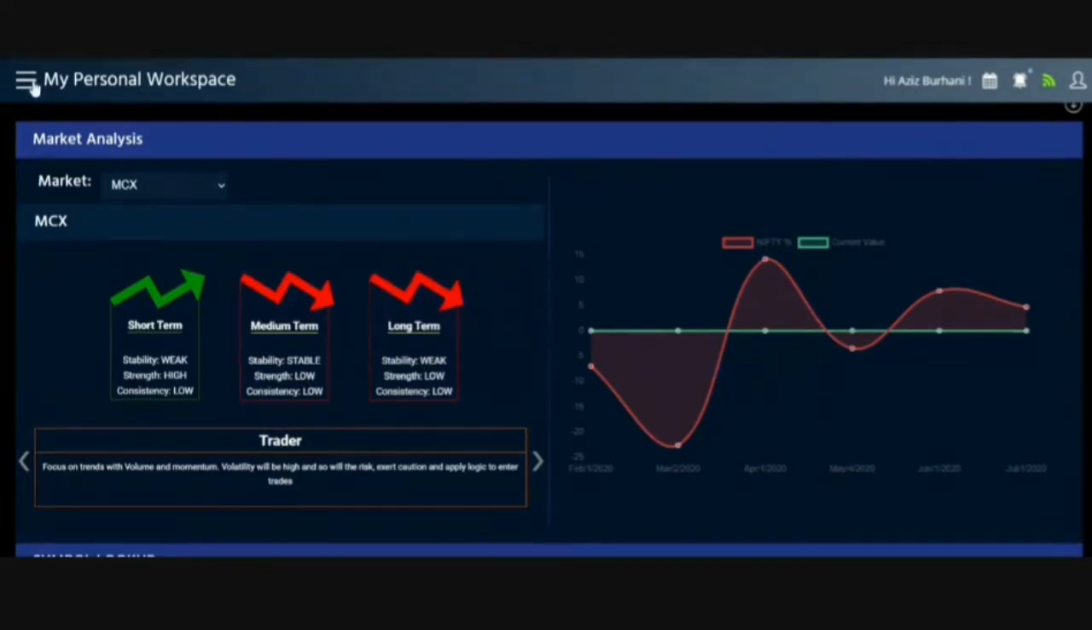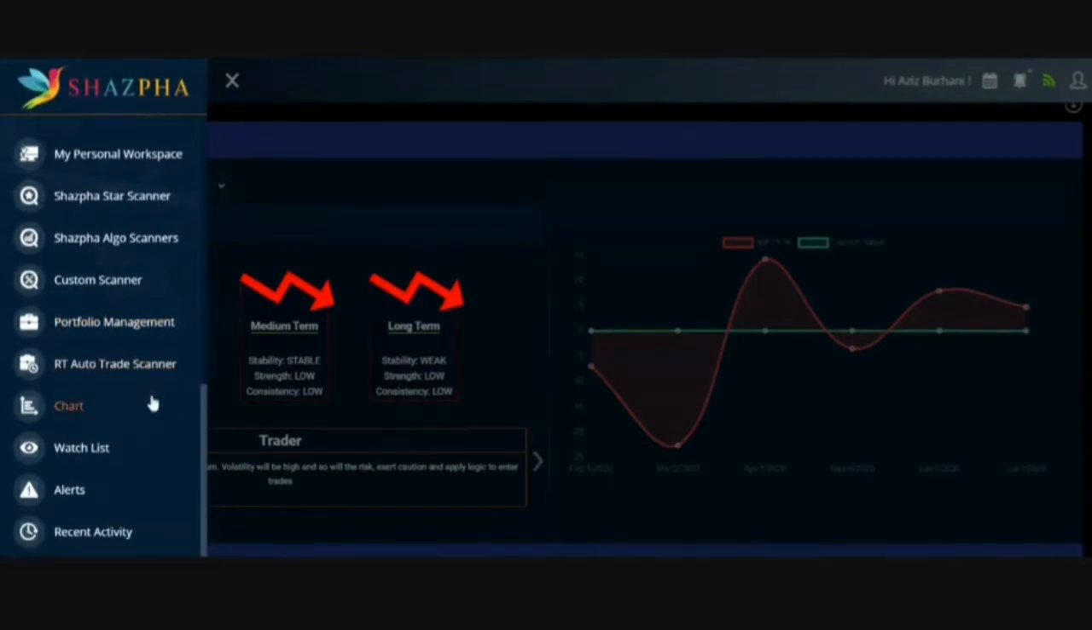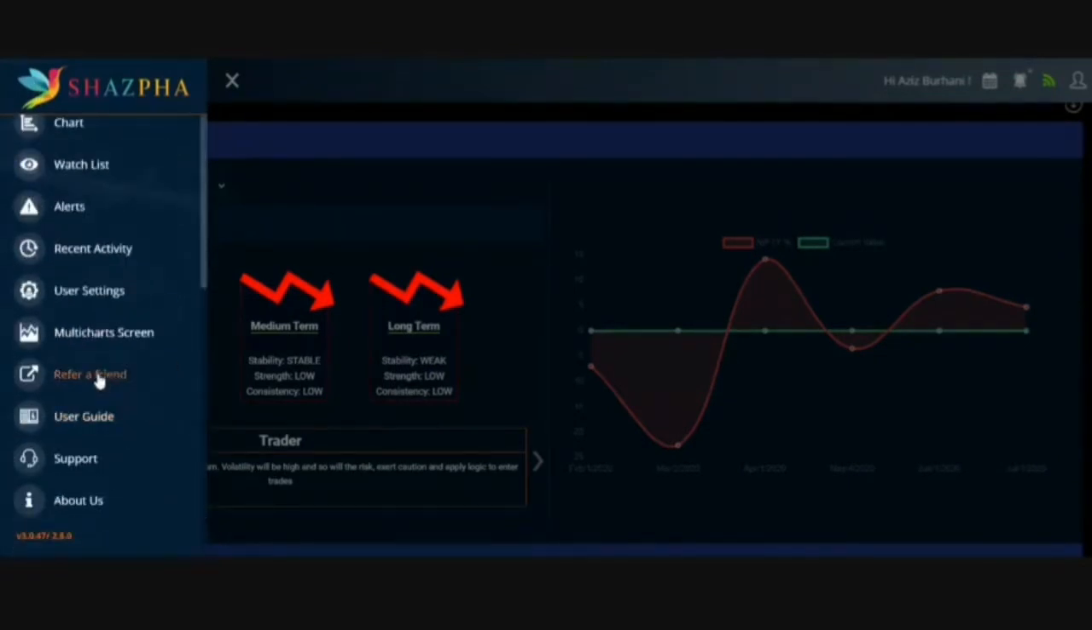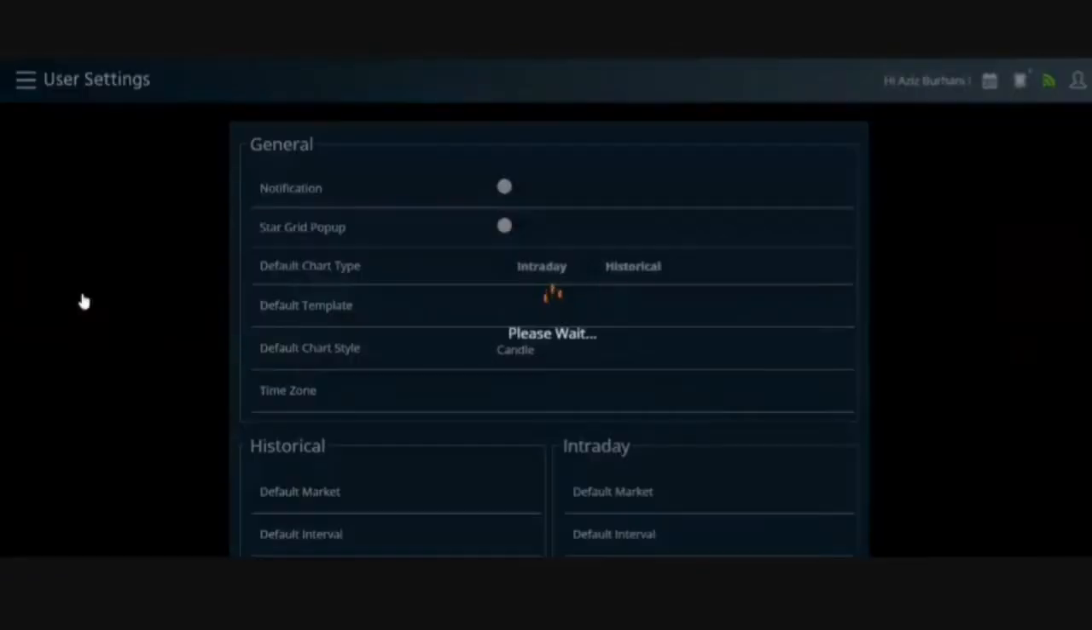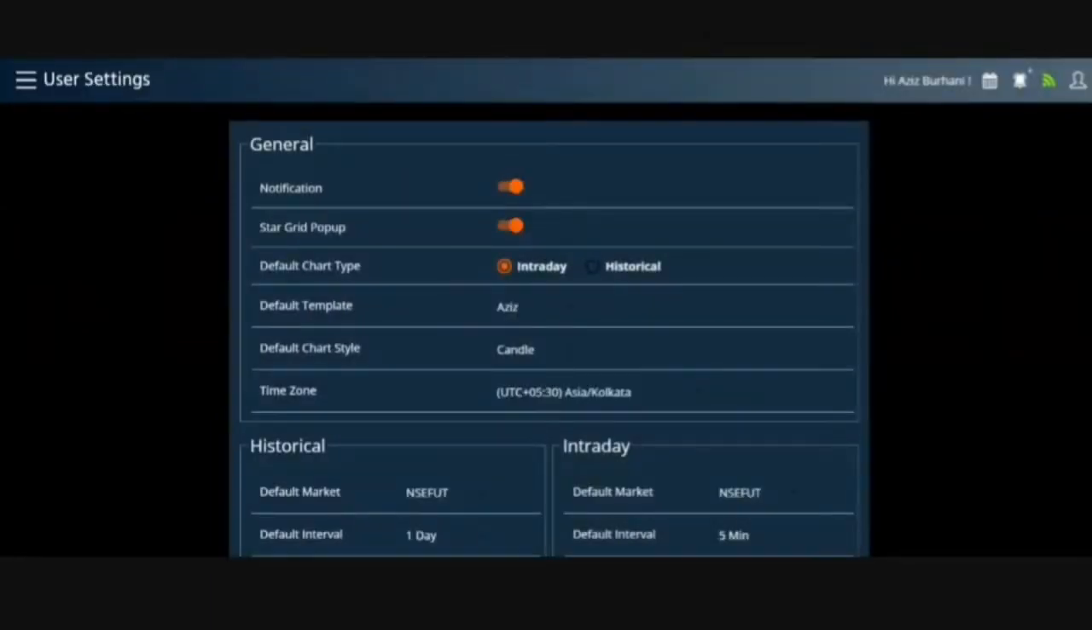So if you are starting, let us assume the first thing that you need to do is set up your user settings. If you set up your user settings, there are very useful features. You can disable the star grid pop-up, because every time you open the chart, the star grid will pop up. If you disable it, you just need to press on the star icon for the star grid to pop up. So you don't need the star grid.